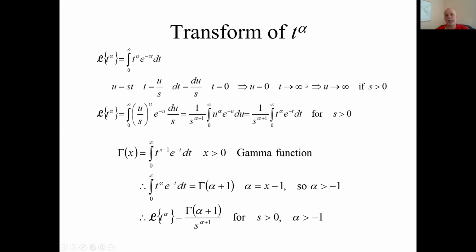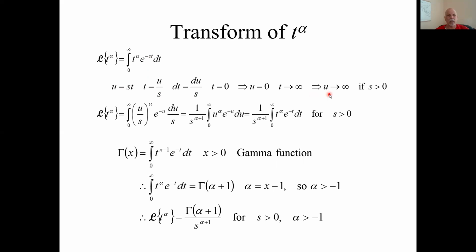I'll try to get through this. This one's a little bit tougher. What's the Laplace transform of t to the alpha, where alpha doesn't have to be an integer? Laplace transform of t to the alpha means this integral. Let's look at that integral. First, we'll do a variable substitution. We'll call u equals s times t. This gives us the variable substitution. We've got to do that on the limits as well.